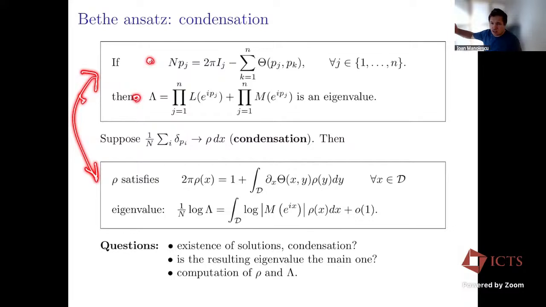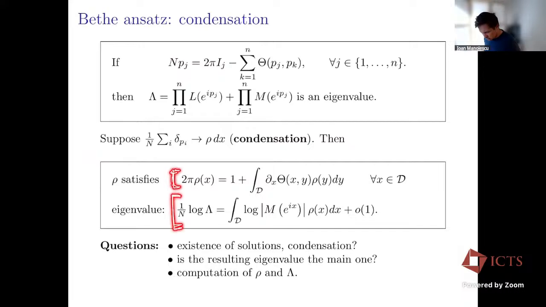So if you have a limit, if these PIs start getting distributed as a limiting density, then the density should satisfy this equation, and the eigenvalue is going to be then this. And you see, you're looking exactly at the kind of asymptotic that we had on the previous slide. Okay, so if you manage to do this passage rigorously, then you're left with trying to solve this equation, which can be done through Fourier analysis. You can solve this equation.